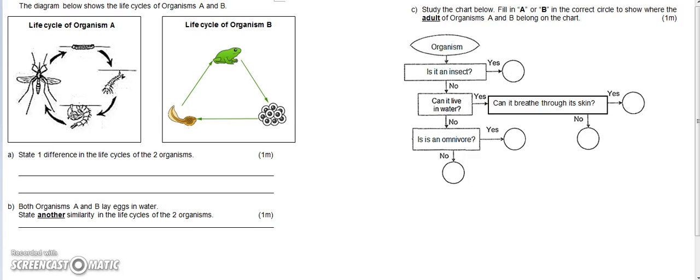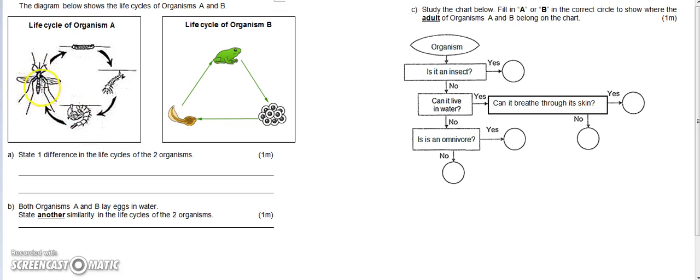Okay, next question. The diagram below shows the life cycles of organisms A and B. Organism A, let's study that now. There are 4 stages there: stage 1, stage 2, stage 3, and stage 4.